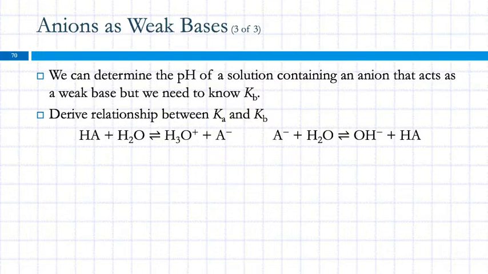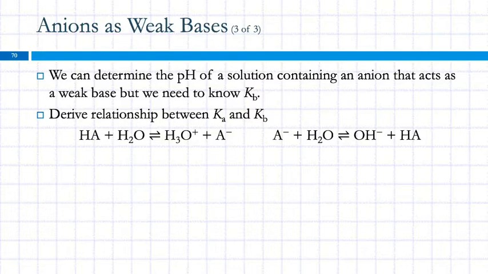So if we're looking at the anion that came from a weak acid, you can look up acid ionization constants for all kinds of things. They don't generally tabulate Kb for the conjugate base of weak acids, but to do the calculation, we need to know what that Kb is. So I'm going to derive the relationship between Ka and Kb.